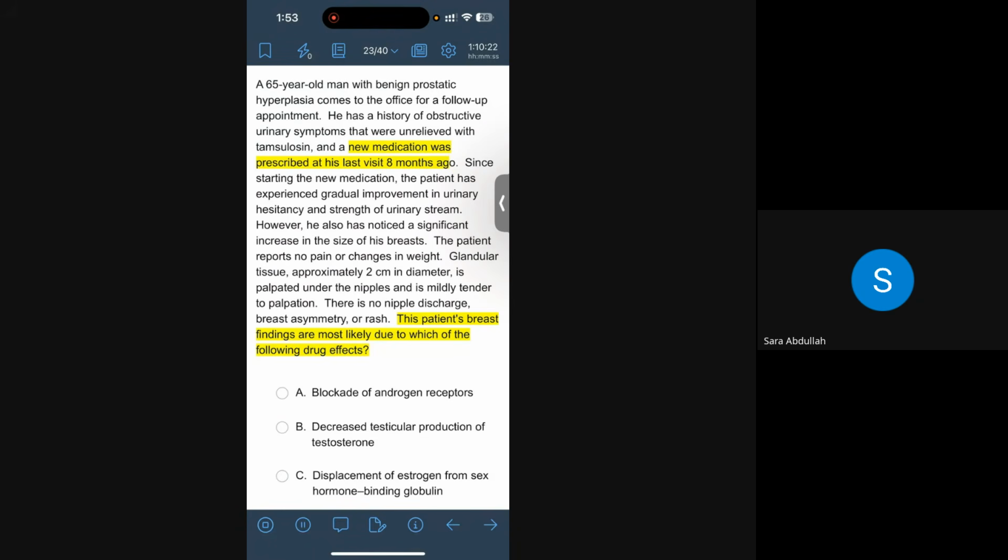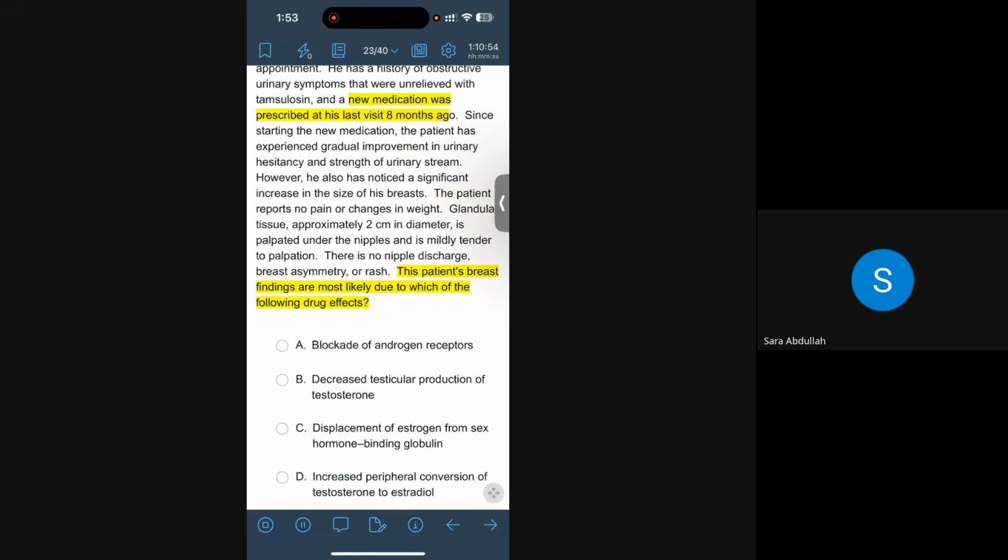So that medication was prescribed for benign prostatic hyperplasia, and after starting that medication, the symptoms have improved. The patient reports no pain or change in the glandular tissue. But after starting that medication, we are seeing gynecomastia. Which medication has the side effect of gynecomastia?